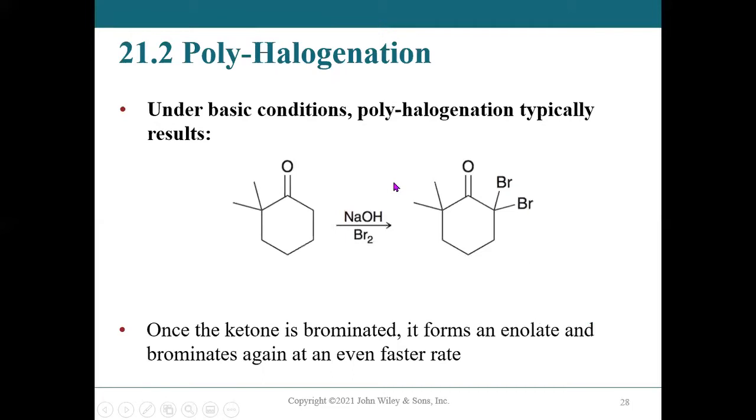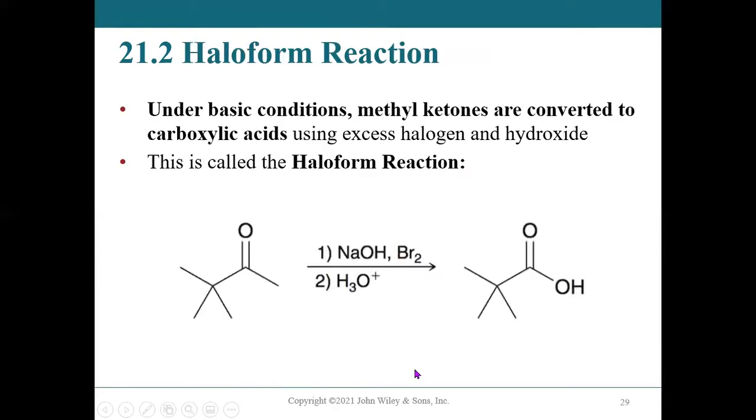On the basic condition, polyhalogenation typically results. You can see here the same reactant as in the last slide, but we use the basic condition, and there are two alpha hydrogens, so both alpha hydrogens can be replaced by Br atoms. Once the ketone is brominated, it forms an enolate and brominates again at an even faster rate.